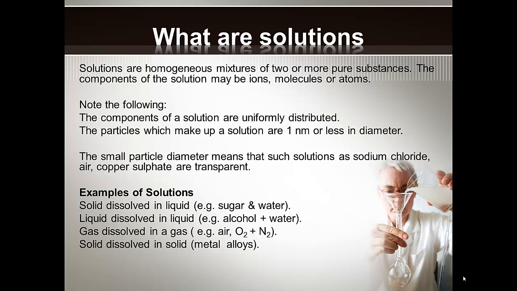Okay, so solutions are homogeneous mixtures of 2 or more pure substances. The components of the solution may be ions, molecules, or atoms. The components of a solution are uniformly distributed. The particles which make up a solution are 1 nanometer or less in diameter. The small particle diameter means that such solutions as sodium chloride, air, copper sulfate are transparent.